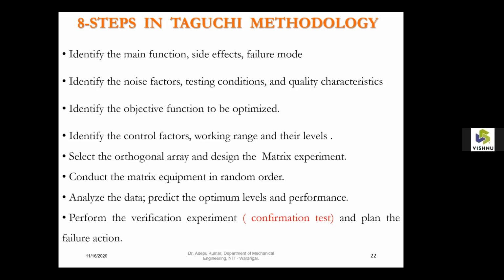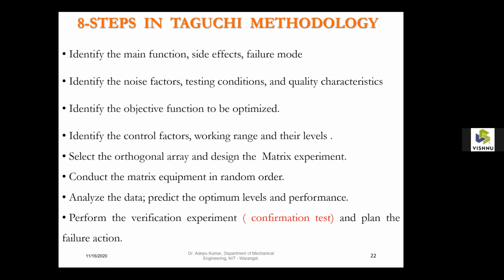Then what are the side effects? Then what are the failure modes? What type of failure, knowing the responses. Then identify the noise factors, testing conditions, and quality characteristics. What are the factors which are giving noise, which are giving disturbance to the system? Then what are the testing conditions, which are also important, and quality characteristics. Then identify the objective functions to be optimized.